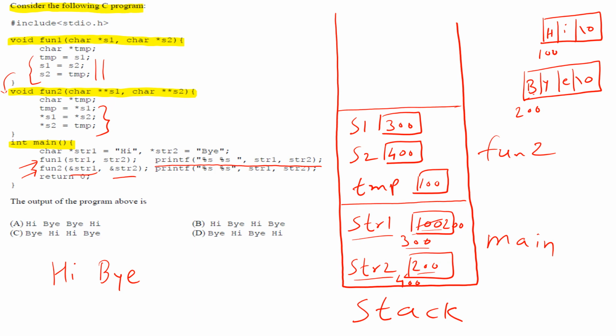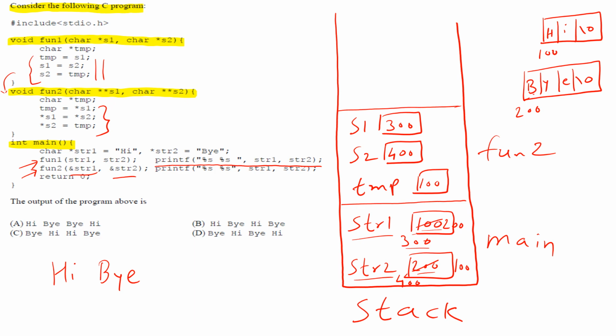And finally, we have *s2 assigned tmp. What is tmp? tmp is 100. So *s2, what is s2? s2 is 400. *400 means the value at 400 should be 100. So this value becomes 100. This means that str2 now starts referring to hi, right? So by passing the addresses of str1 and str2, we have been able to modify the addresses contained within str1 and str2.